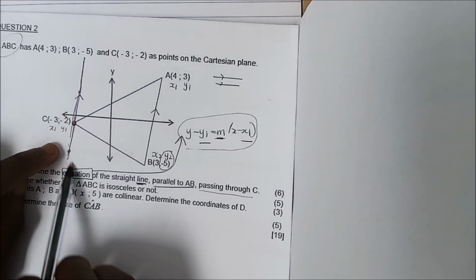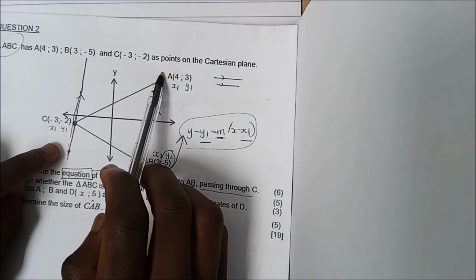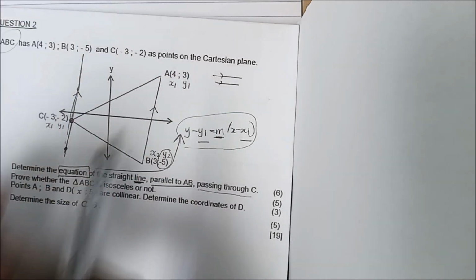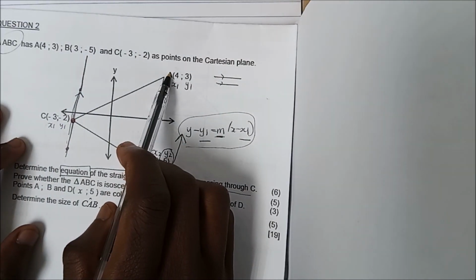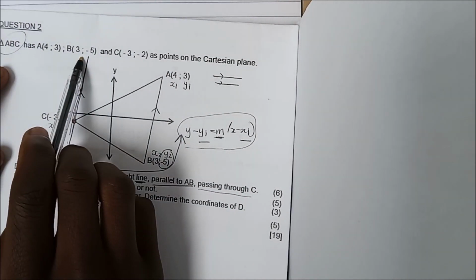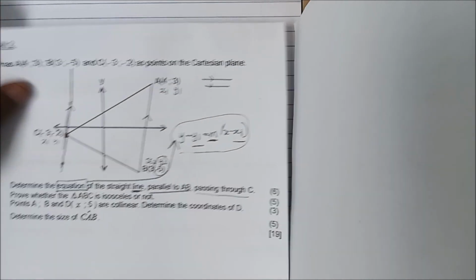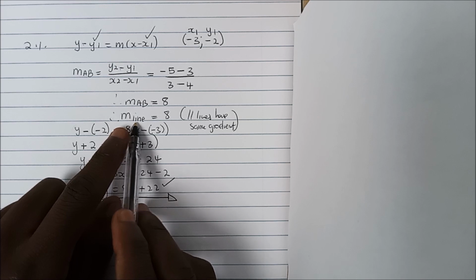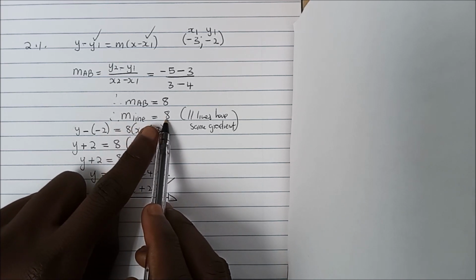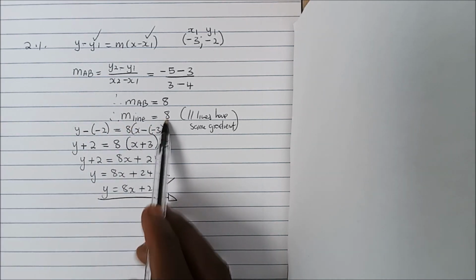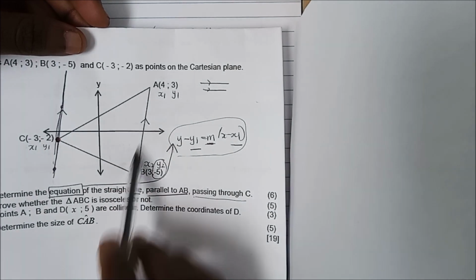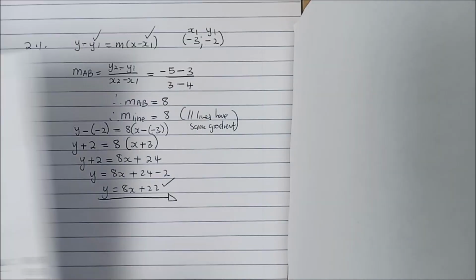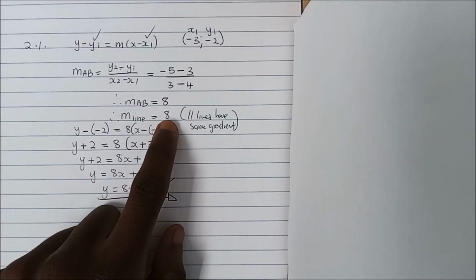Since they said this line is parallel to that line, what we know is parallel lines have the same gradient, so we can find the gradient of that line and equate it to the gradient of this line. Hence the gradient of line A is equal to 8. Why are we saying 8? Because the gradient of AB is 8. Since they are parallel, they will have the same gradient. That's how we got the gradient 8.